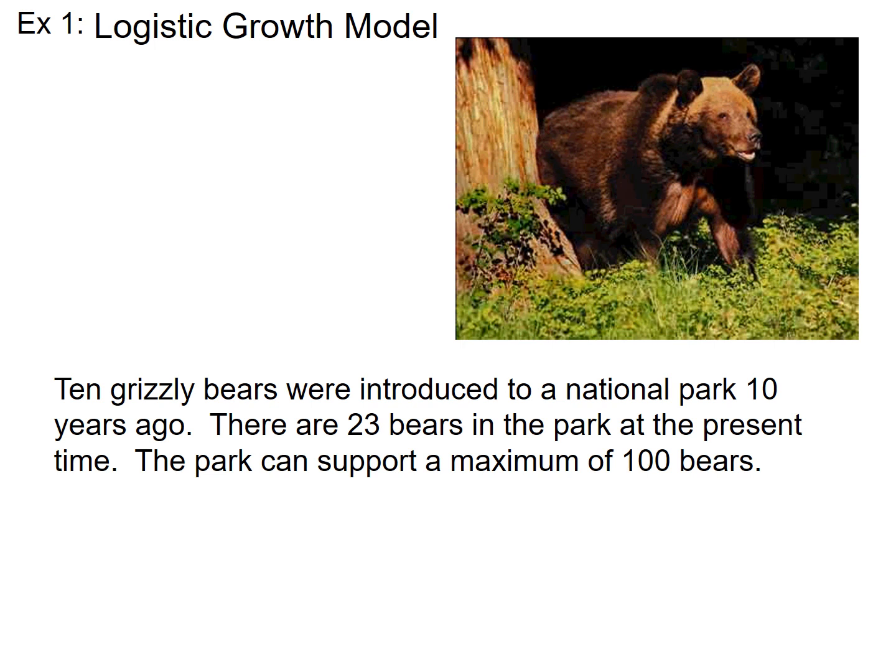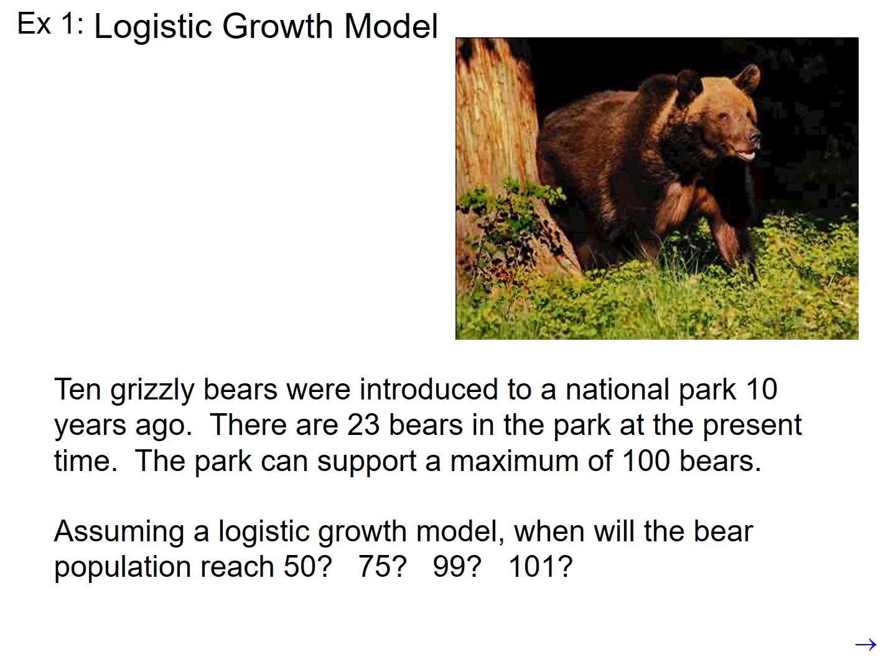Okay, let's say we have a grizzly bear population. We introduce 10 bears. And there are 23 bears in the park at present, and we know that the max capacity is 100 bears. So 10 years ago there were 10 bears, now there are 23 bears. At most it can support 100 bears. So assuming this population grows logistically, we want to figure out when the population is going to be 50, 75, 99, 101.